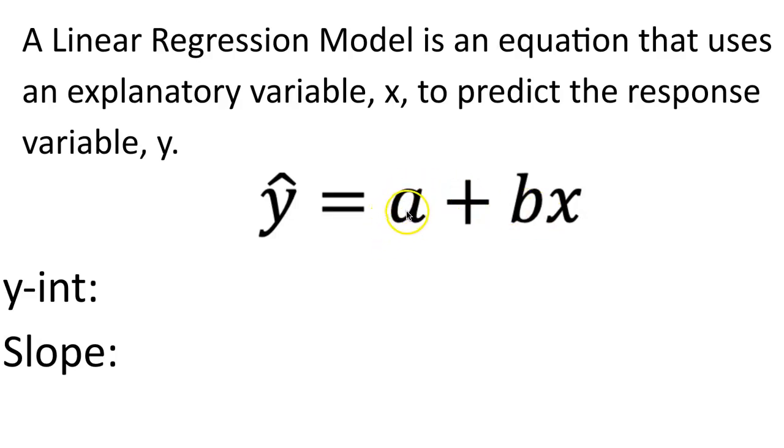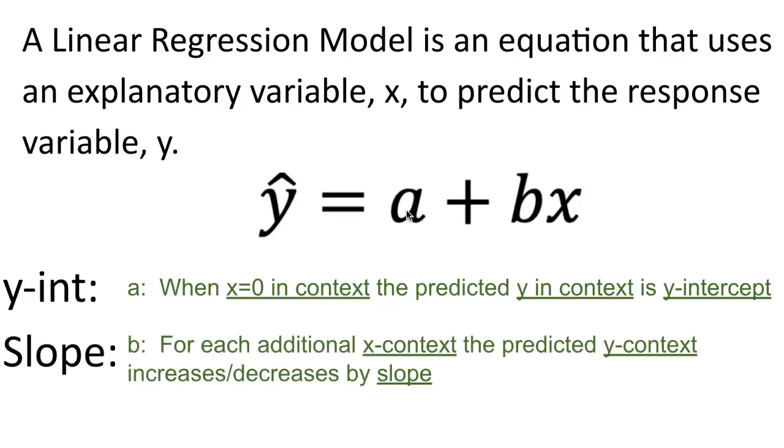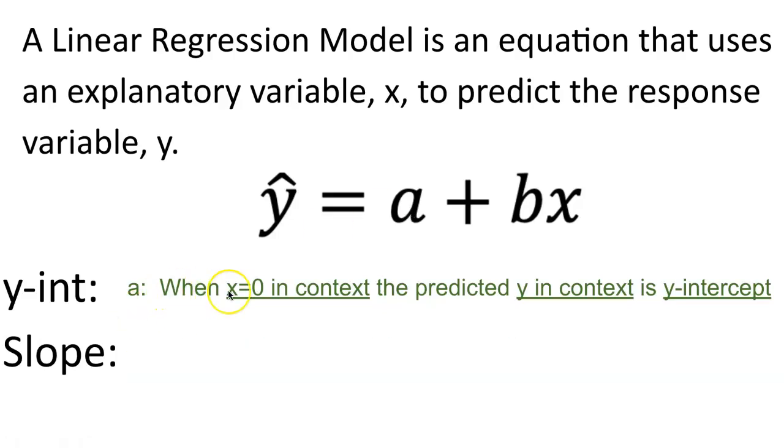Let's talk about the y-intercept, which is our a value in this equation. So a is, when x is 0, what's the predicted y? But we're going to use our interpretation in context. So this is kind of a fill-in-the-blank statement you can use. I'll show you an example shortly.